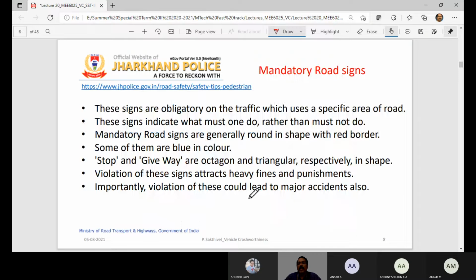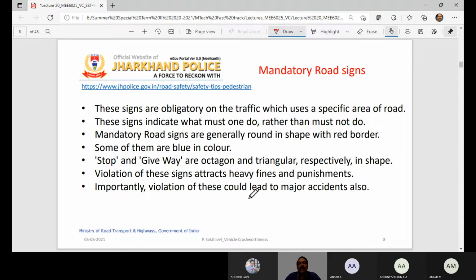And there are mandatory road signs that help us. So you see, there is the driving license that we take, and you are required to give a test, and you are required to exhibit that you are very much aware of all these road signs. These signs are obligatory on traffic which uses a specific area of road. Right? You could see the signboards on the roadsides.